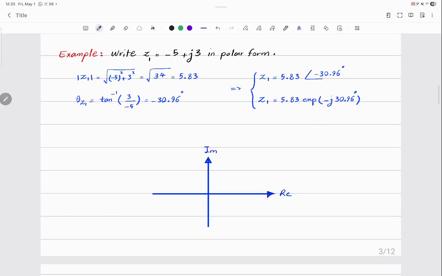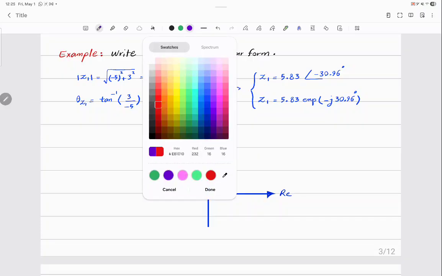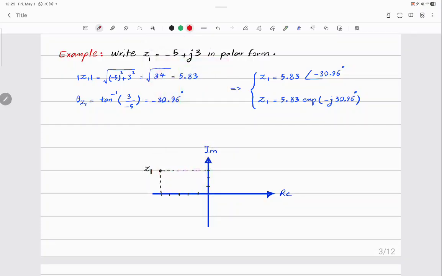Now, can we show where z1 is located on the 2D map? I should go 1, 2, 3, 4, 5 units to the left and 3 units up. So that is z1. Look at your answers. Where is that located? It's 5.83, but what is the angle?